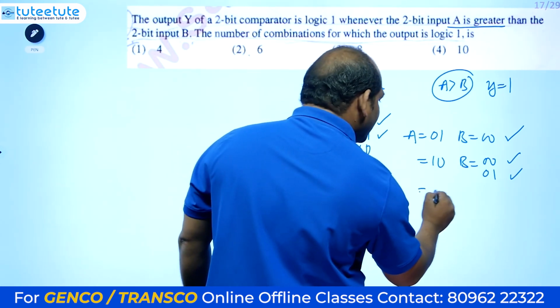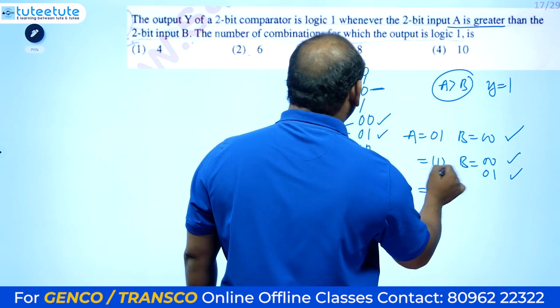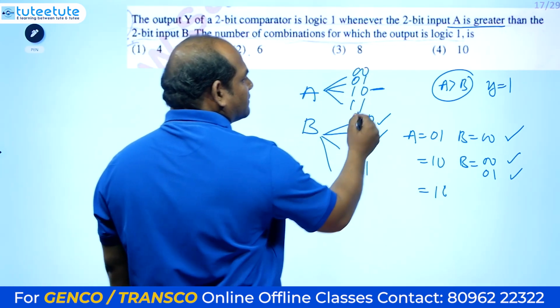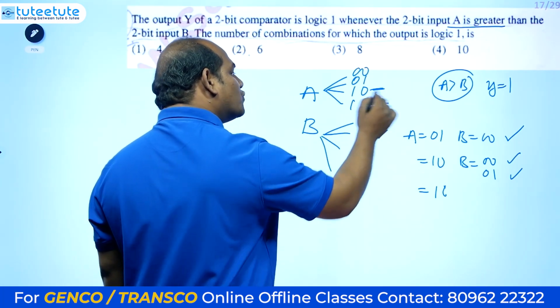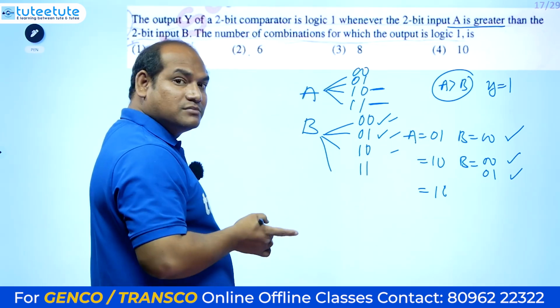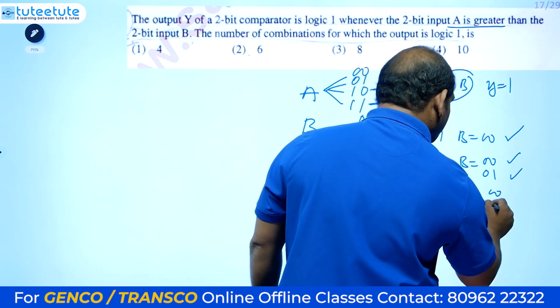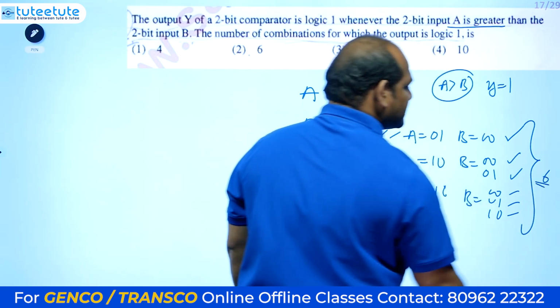Now 01 is over, 10 is over. Next, 11. A is 11. Now you can take B as 00, 01, or 10, but you cannot take 11, because both would be equal. So here you have 3 chances: 00, 01, 10. That means totally how many chances you have? 6. That is the answer.